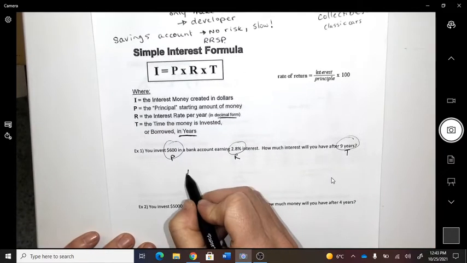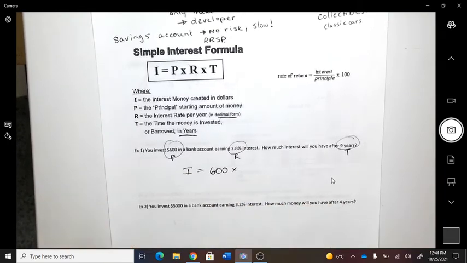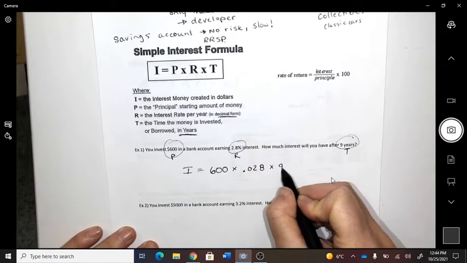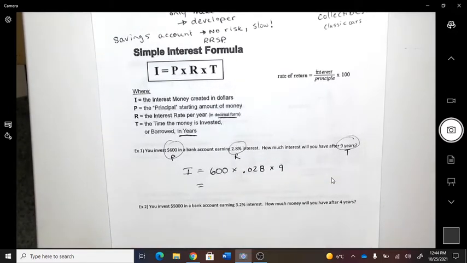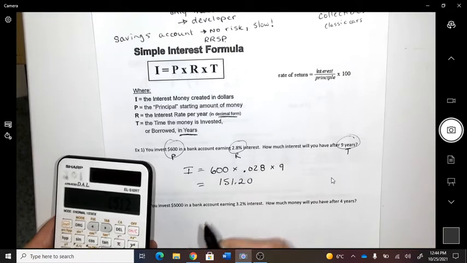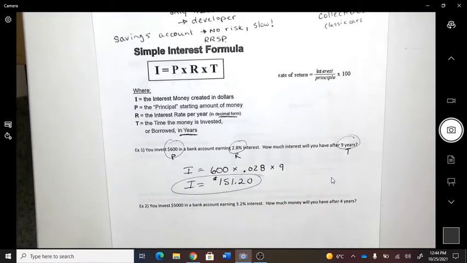Okay, so here I go. Interest equals principal 600 times the rate as a decimal, which means moving it 2 places, times 9. So you will have made $151.20 of interest in 9 years.